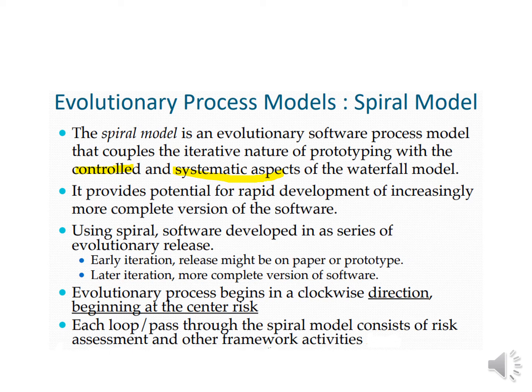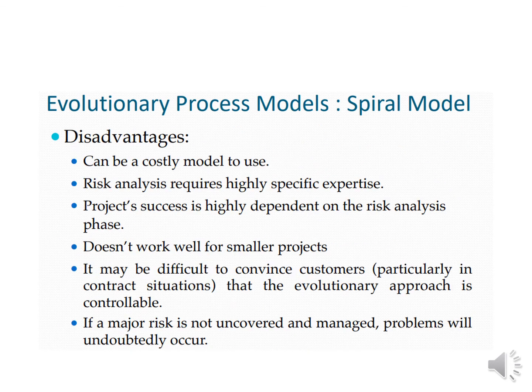See, in the early iterations, that is in the previous iterations or the starting iteration, it releases different types of prototypes, and in the later iterations it gives you the complete version of the software. The evolutionary process begins in a clockwise direction only, beginning at the center risk. Each loop or pass through the spiral model consists of risk assessment and other framework activities.